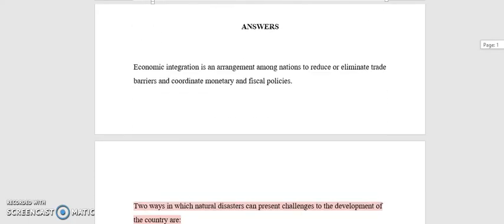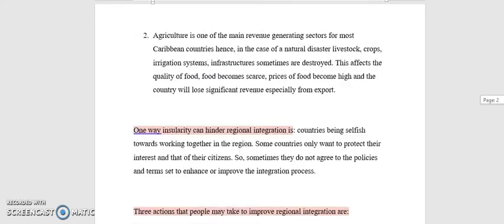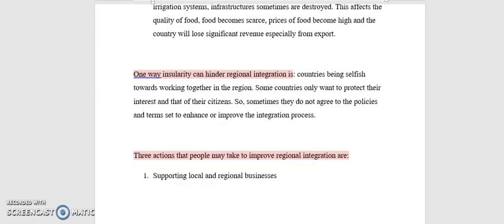Let me go down to my answers. So, one way insularity can hinder regional integration is countries being selfish, being only interested in their own people or their own selves. So countries being selfish towards working together in the region. Instead, they only look out for the interests of their people and themselves. So some countries only want to protect their interests and that of their citizens.